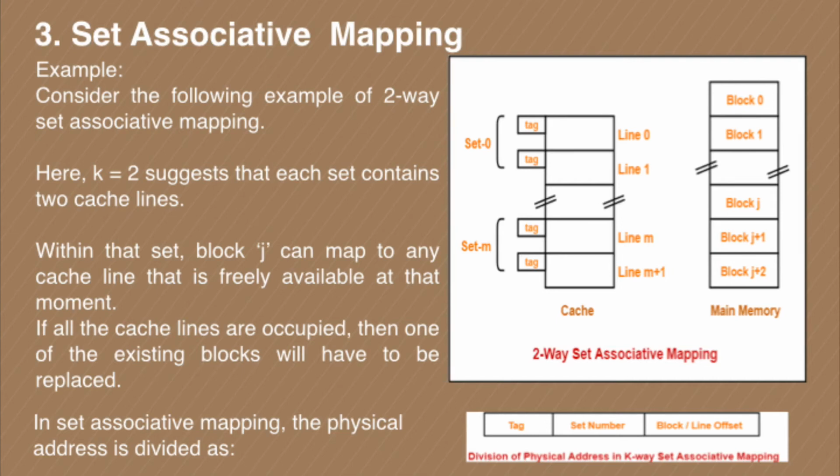Within that set, block J can map to any cache line that is freely available at that moment. If all the cache lines are occupied, then one of the existing blocks will have to be replaced. In set associative mapping, the physical address is divided into three sections, including tag, set number, and block.